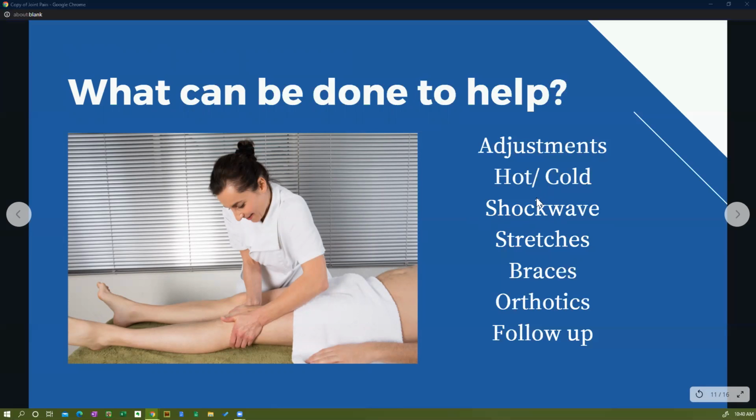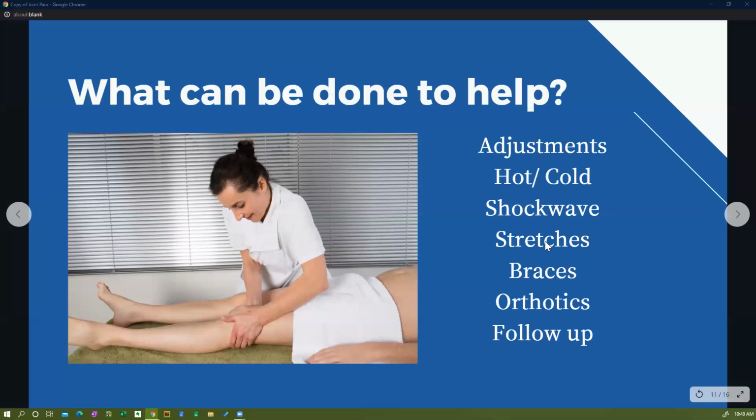Some conditions, cold's better, like if there's just been a trauma to the knee, applying cold can be better. But if there's chronic, long-standing arthritis in the knee and it's very stiff, heat can be better. I've used shockwave on the knee. That's a therapy that helps to reduce adhesions and inflammation in the knee area. So it just helps to get rid of some tight tissue in the knee area.